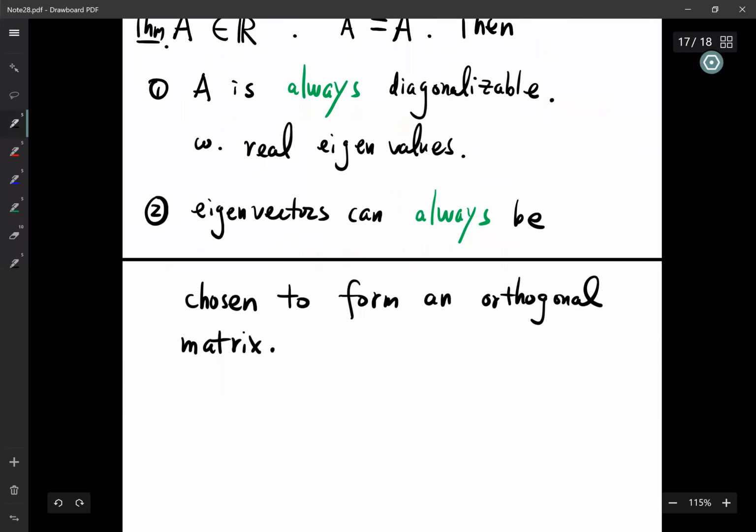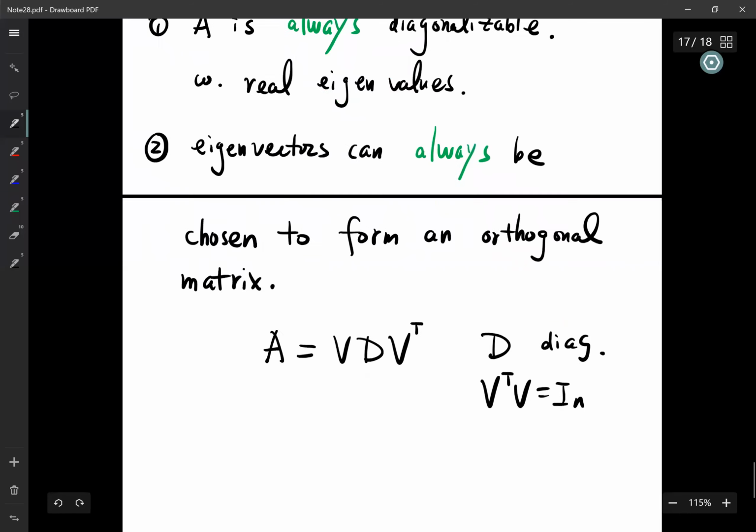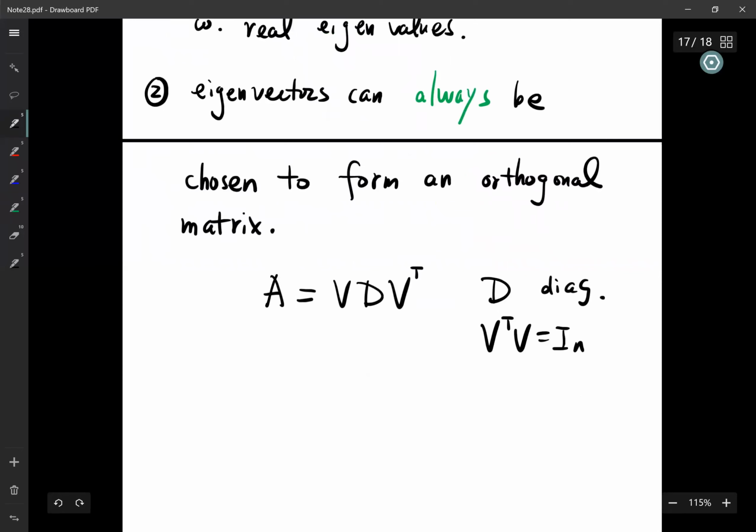Okay, so this is a very strong result, called the spectral theorem, which means that if you give me A, which is real symmetric, I must be able to choose A so that it's equal to V D V transpose. D is diagonal, and V is an orthogonal matrix. Any question?